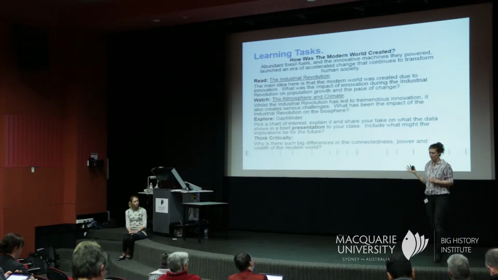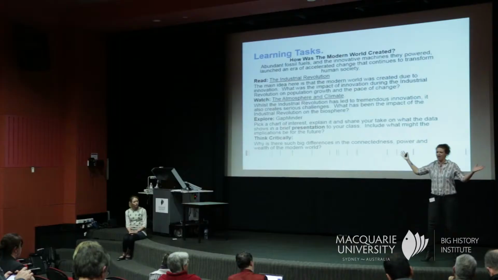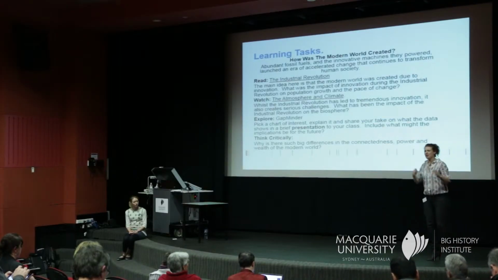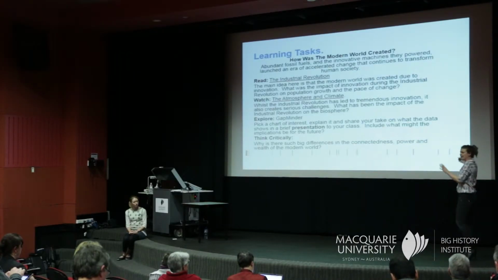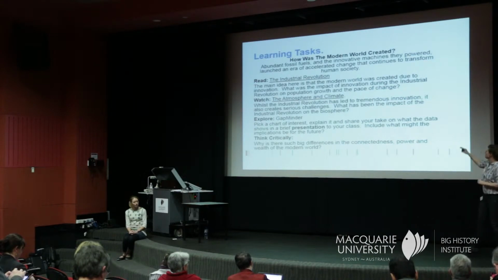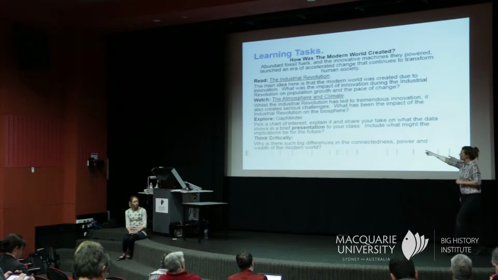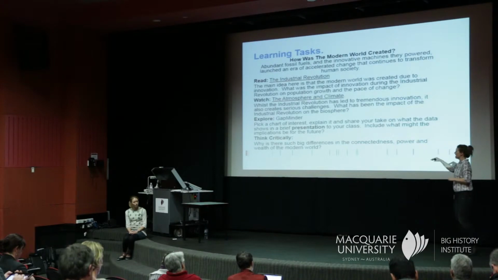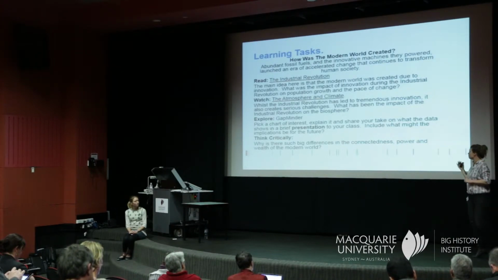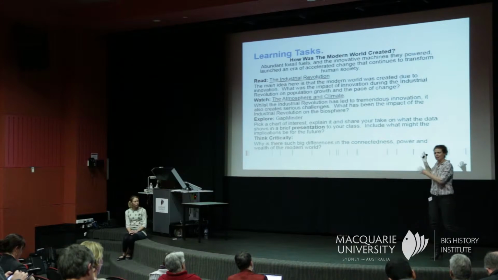Or there's a really nice one about population to land ratio, and of course you've got countries like India that suddenly explode and get huge because it's such a big population, and Australia virtually disappears. So it's a really interesting thing. Gapminder is lots of fun, so they get to explore that and start thinking about implications for the future. The presentation they need to give, and they're thinking critically, why is there such big differences in connectedness, power, wealth, and whatnot. Now this is as simple as it can be. We're reading, watching, exploring, presenting, thinking critically.